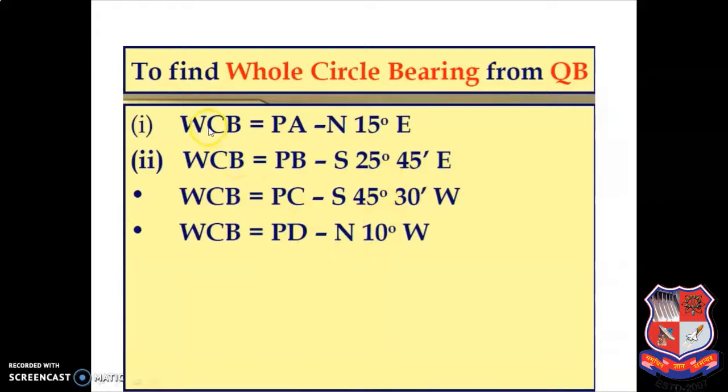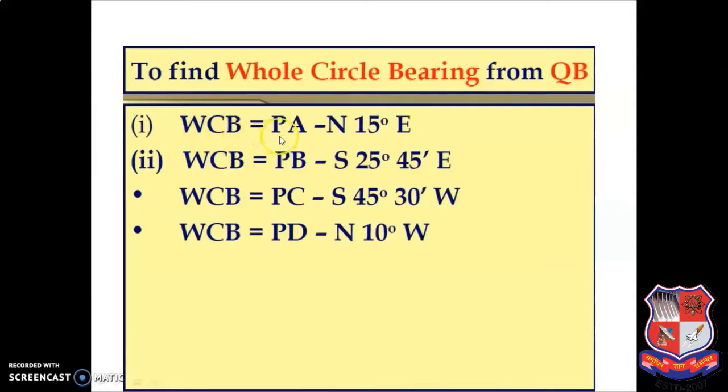In the same way, here are some more examples, but here you have to calculate whole circle bearing from QB. So you can see how you will calculate. When WCB is given, you can easily calculate, like line PA is north 15 degree east, the same example that we have seen right now. But here I will give you QB and you have to calculate WCB. You can calculate using this formula.